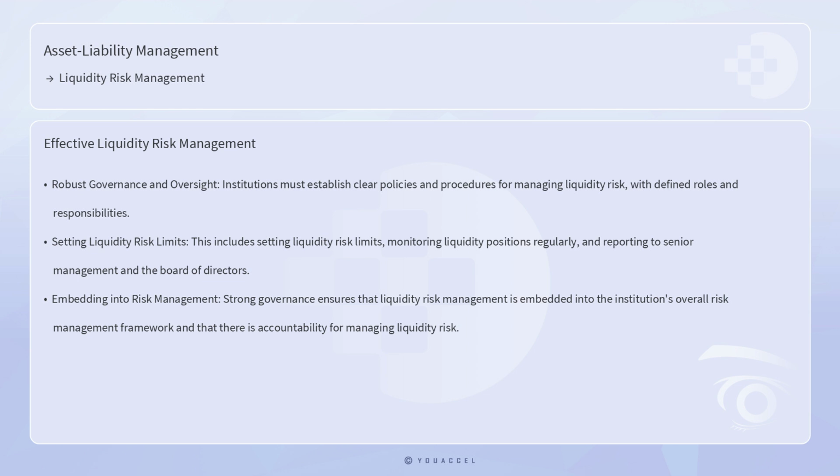Effective liquidity risk management also involves robust governance and oversight. Institutions must establish clear policies and procedures for managing liquidity risk, with defined roles and responsibilities. This includes setting liquidity risk limits, monitoring liquidity positions regularly, and reporting to senior management and the board of directors. Strong governance ensures that liquidity risk management is embedded into the institution's overall risk management framework and that there is accountability for managing liquidity risk.